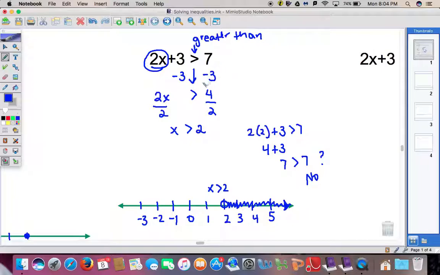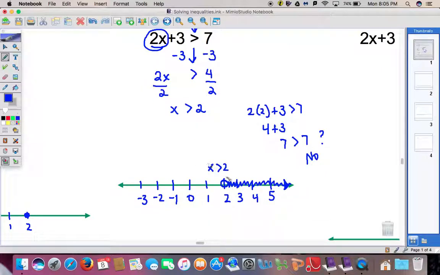So when we have just a greater than symbol, your answer doesn't actually include the 2. That's why we would use an open circle. Every single number to the right of 2, like 2.1, would work, and 2.2 would work as well. So every single number to the right of 2 is going to be a solution to this inequality. Okay, let's look at the next one.